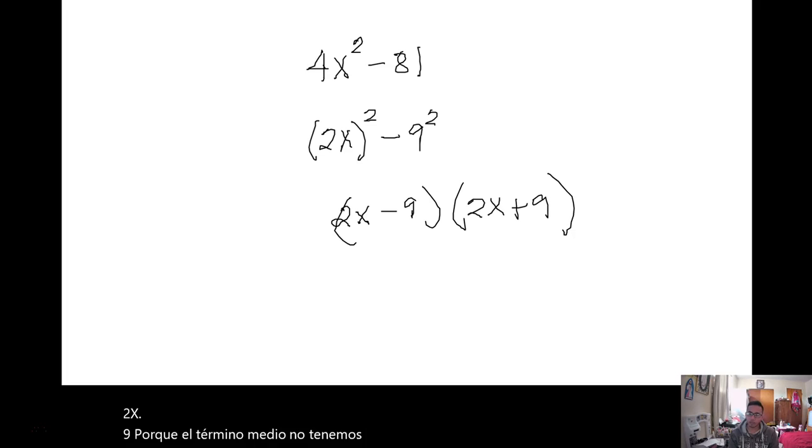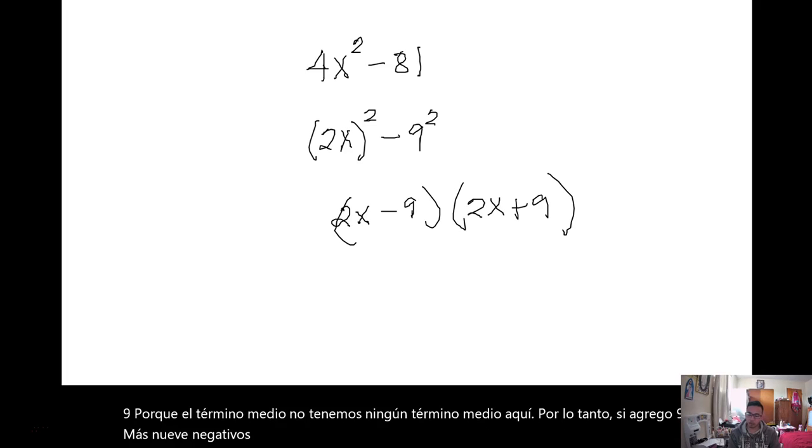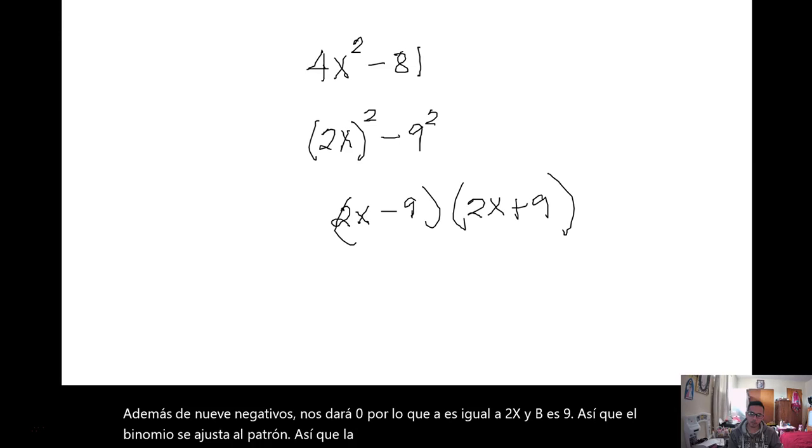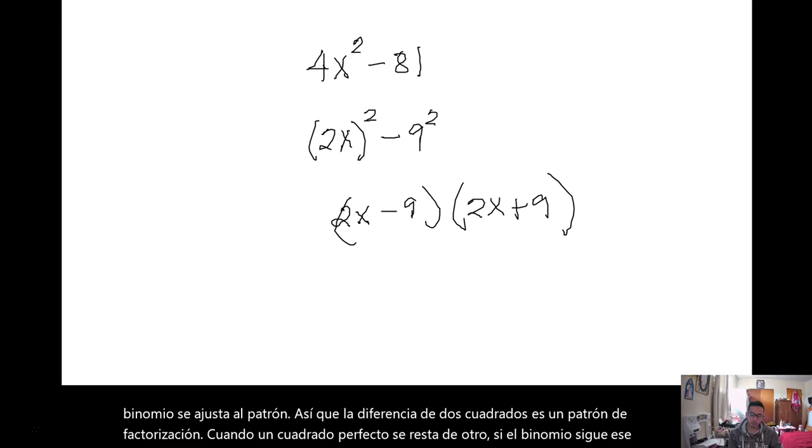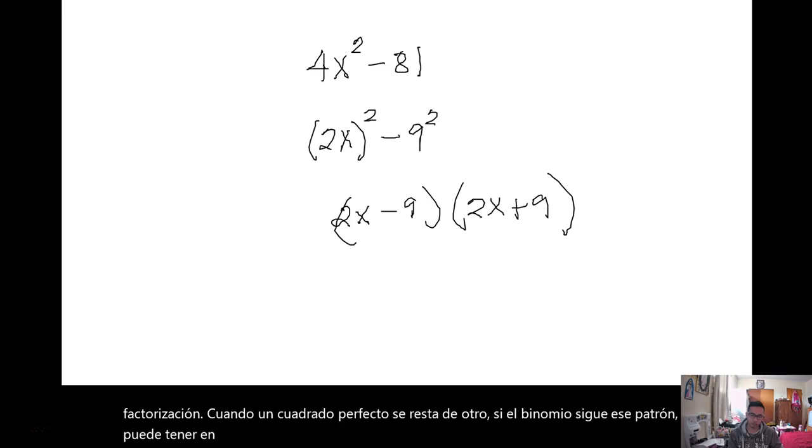Therefore, if I add 9 plus negative 9, it will give us 0. So A is equal to 2x and B is 9. So the binomial fits the pattern. The difference of two squares is a factoring pattern when one perfect square is subtracted from another. If the binomial follows that pattern, you can factor it as the sum and difference.